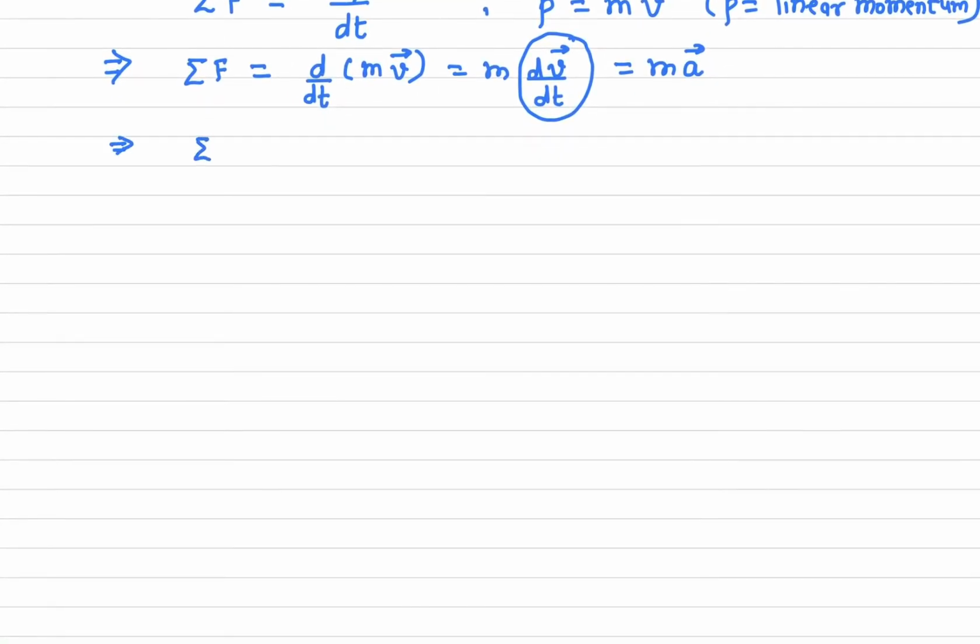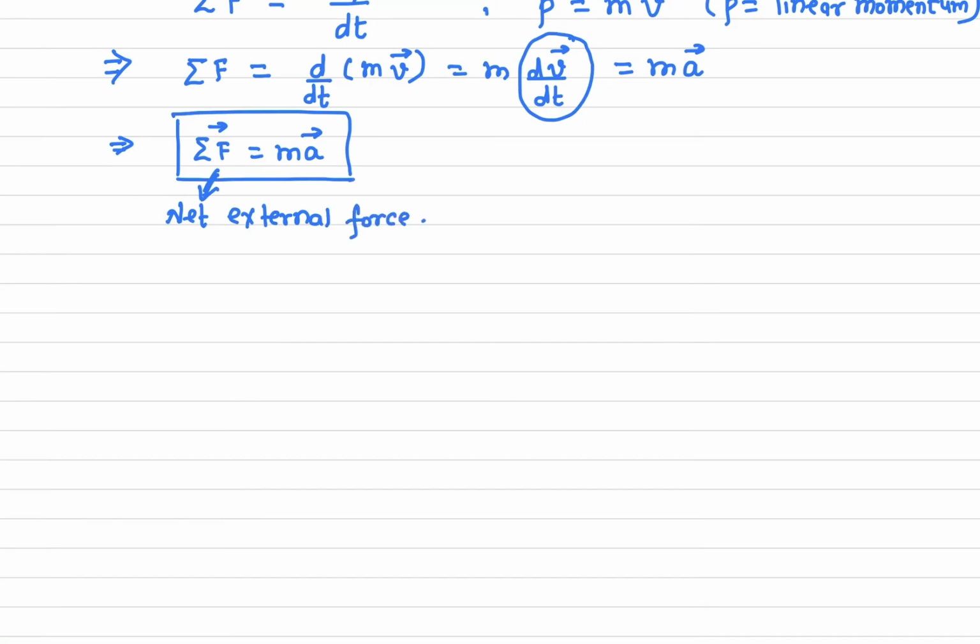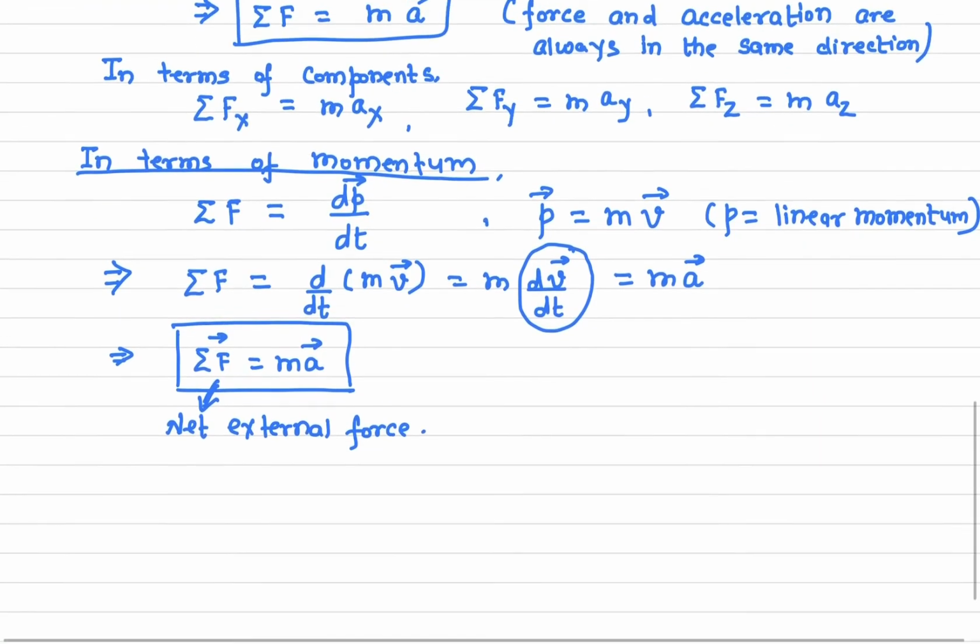So the force is again equal to mass times acceleration, and here I am putting the vector notation as well, because force and acceleration are vector quantities. Always remember this F is the net external force, that is the vector addition of all the forces acting on an object.